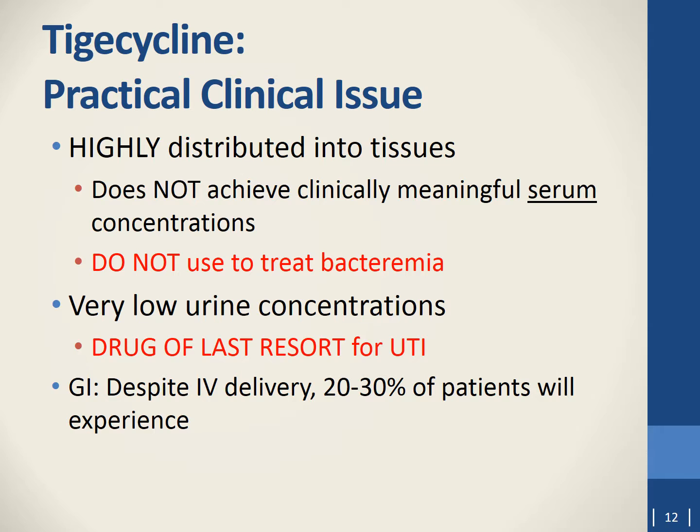And finally, I think we sometimes under-recognize the potential adverse effects of IV agents as well. And with tigecycline, despite the IV route, about a third of patients will still experience significant GI effects, nausea, diarrhea, vomiting. So it's important that if we do see that manifest, that we manage it appropriately. Unless you're using this to treat, for example, an intra-abdominal infection, then we also need to weigh whether that diarrhea or nausea is from worsening infection versus the drug itself.